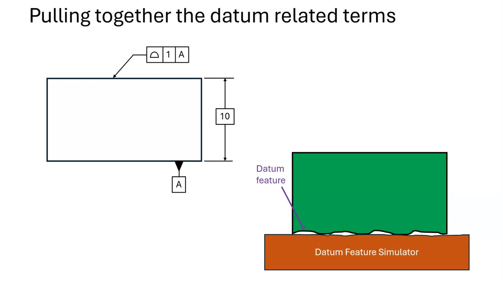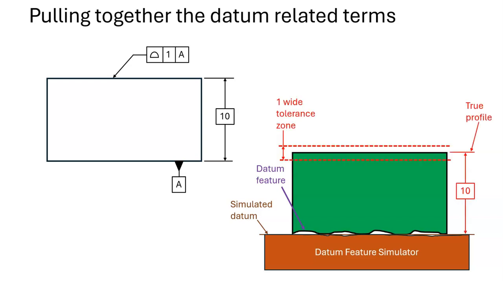To make a measurement, we place the datum feature against a piece of equipment called a datum feature simulator. The datum feature simulator is physical and imperfect. Although the surface of the datum feature simulator is imperfect, it is close enough to being perfect that we treat it as being perfect. We call this almost perfect surface the simulated datum.